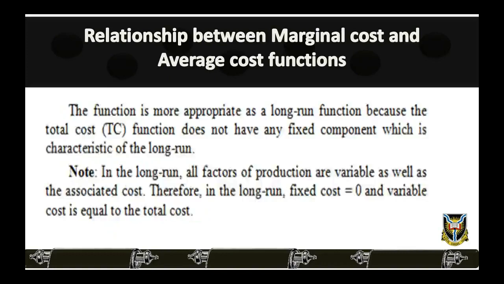The function is more appropriate as a long-run function because the total cost function does not have any fixed component, which is characteristic of the long run. Note, in the long run, all factors of production are variable as well as the associated cost. Therefore, in the long run, fixed cost equals 0 and variable cost is equal to total cost.